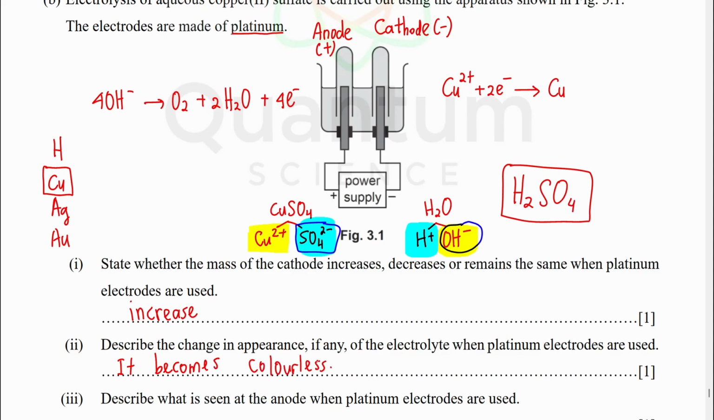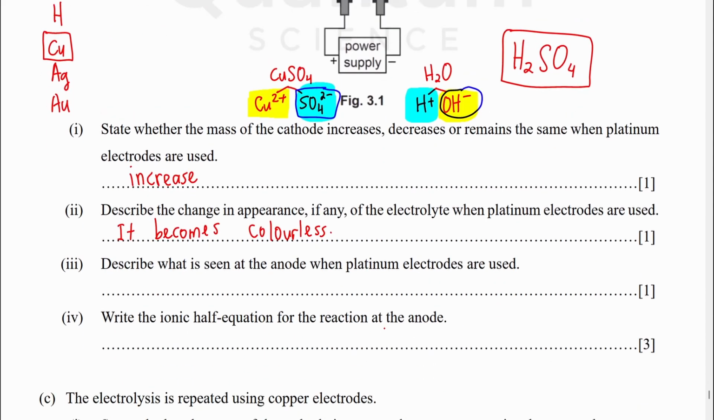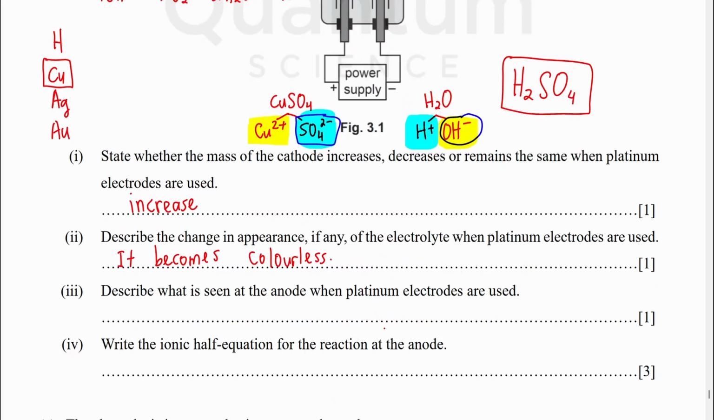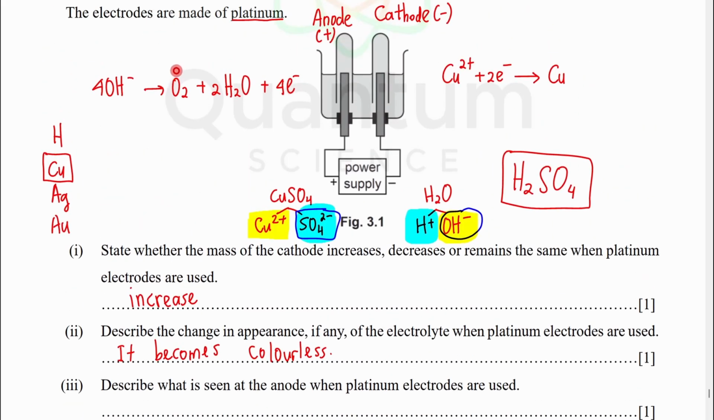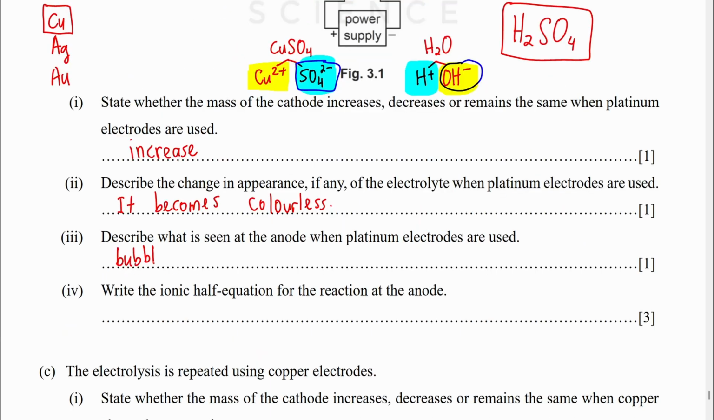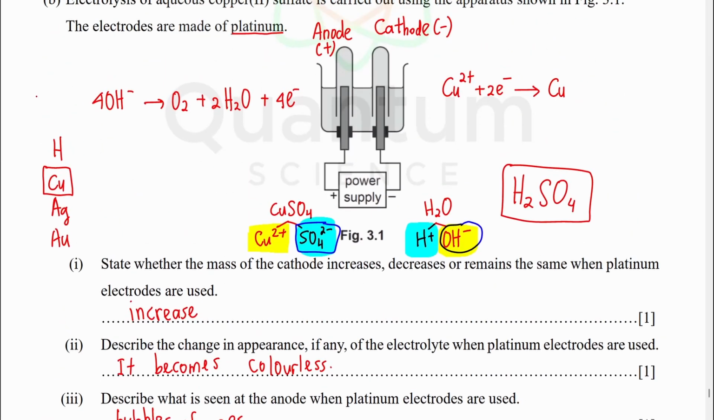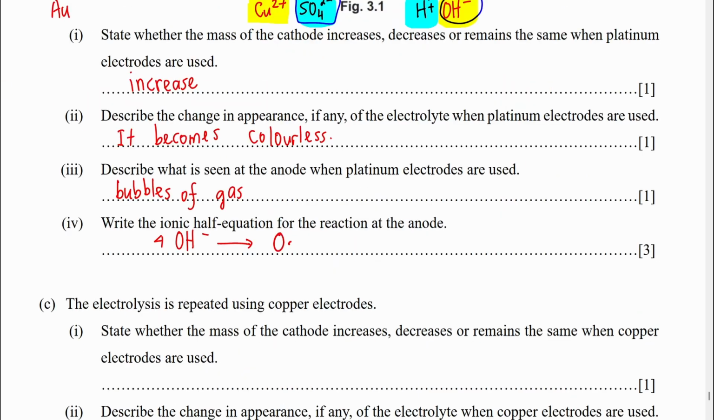Next, describe what is seen at the anode when platinum electrodes are used. What can you see in here? Oxygen gas, right? Oxygen and water. So you can just say bubbles of colorless gas, or bubbles of gas. Next, write the ionic half equation for the reaction at the anode. Okay, so actually we already wrote it in here. So just rewrite it in here.